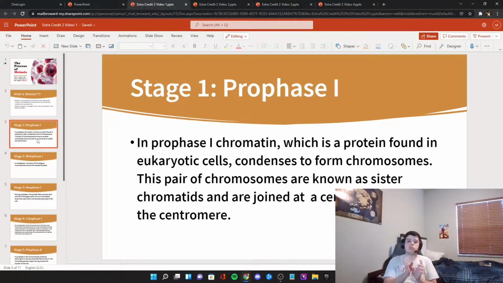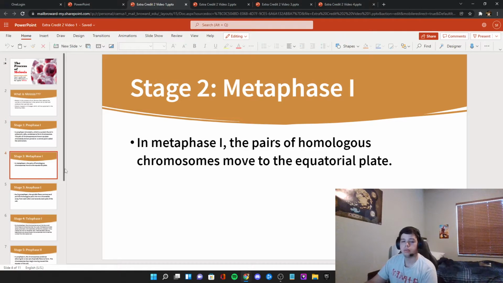It forms a pair of chromosomes, and they're called the sister chromosomes. They're going to be at the center of the little circle. In metaphase 1, the pairs of homologous chromosomes, the sister chromosomes, move to the equatorial plate. The equatorial plate is kind of like the separation, and they're going to move towards it.